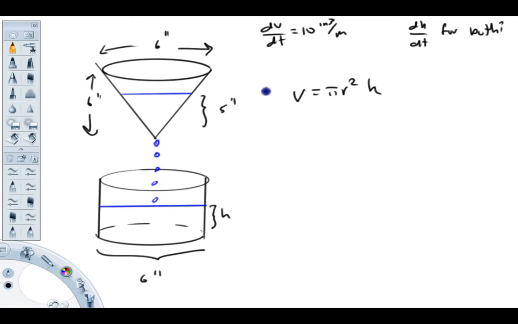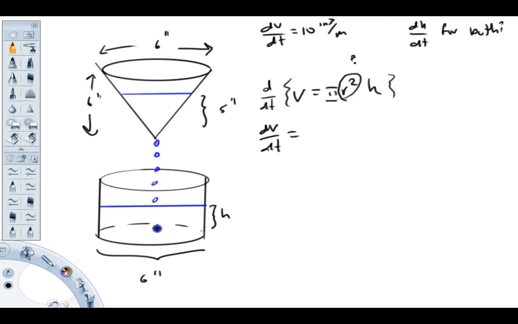What we can do now is take the time derivative of this entire equation. You can think of the derivative as an operator, so we're differentiating both sides of the equation. The derivative of the left-hand side is dV/dt equals... Now, pi is a fixed numerical constant. We look at this r term and ask ourselves, is r changing? If the answer is yes, you need to use the product rule on that. If the answer is no, you can treat it like a constant.